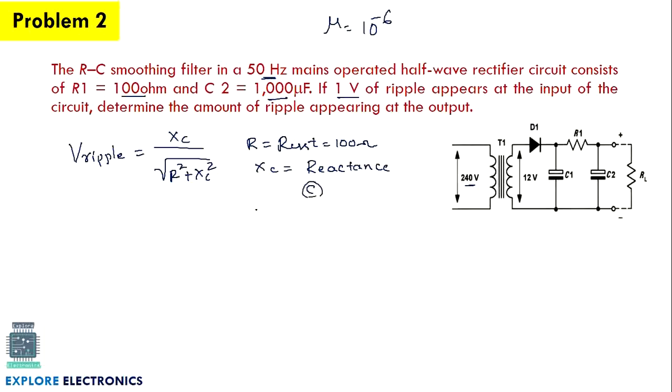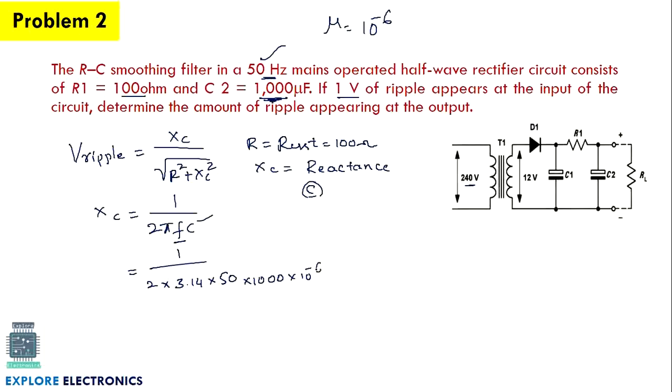So what is XC? We need to calculate XC here. The expression for XC is 1 divided by 2 pi FC. What is F here? This is the frequency they have given in hertz, and the capacitance value is 1000 microfarad, and pi we know it is 3.14. We can calculate XC. So substitute these values: 2 into 3.14 into 50 into 1000 into 10 raised to minus 6. This gives XC as 3.18 ohm, the reactance of the capacitor.